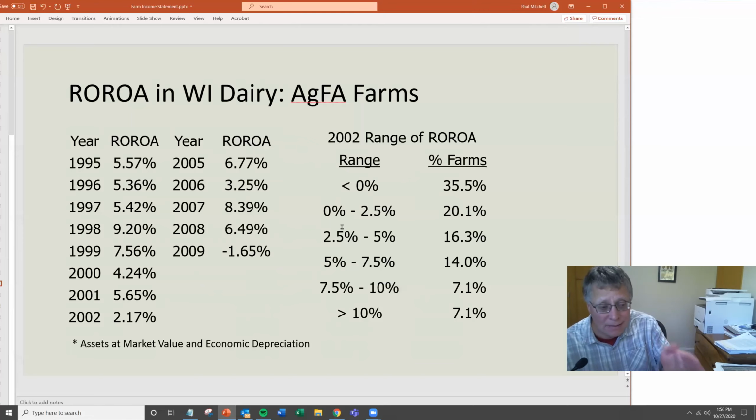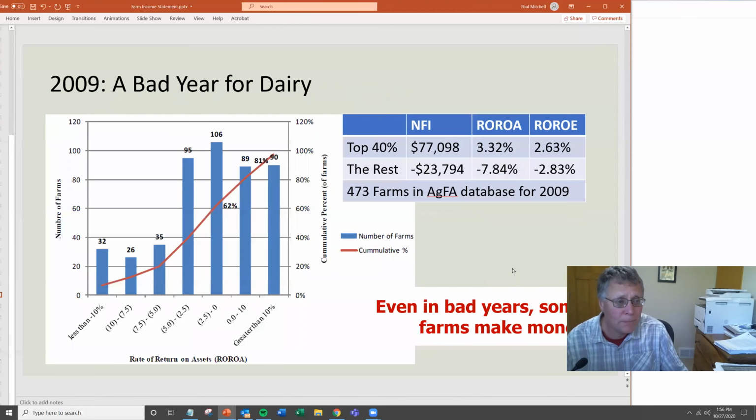And then you can see even in that relatively low income year, the low return on assets year, there are still 7% of the farms had over 10%. Another 7% were in that 7.5 to 10% rate of return on assets. And so even in this bad year of 2.2% as an average return on assets for the whole industry in the state, almost 15% of the farms had a large return on assets that year relative to their peers. And so my point I'm trying to make is even this number here, minus 1.65%, there's most likely going to be a certain number of farms that actually still made a good rate of return that year.